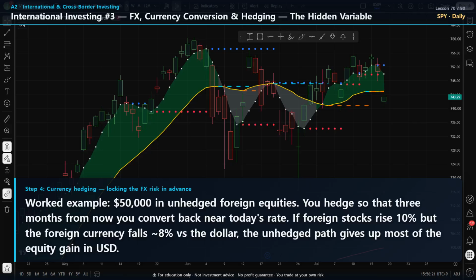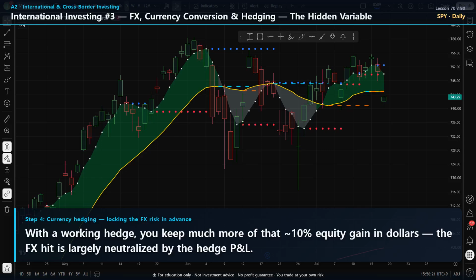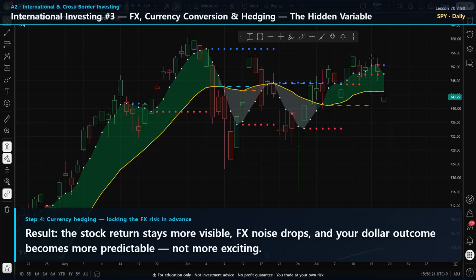Worked example, Arlo holds 50,000 in unhedged foreign equities. You hedge so that 3 months from now you convert back near today's rate. If foreign stocks rise 10% but the foreign currency falls 8% versus the dollar, the unhedged path gives up most of the equity gain in USD. With a working hedge, you keep much more of that 10% equity gain in dollars. The FX hit is largely neutralized by the hedge P&L. Result: the stock return stays more visible, FX noise drops, and your dollar outcome becomes more predictable, not more exciting.